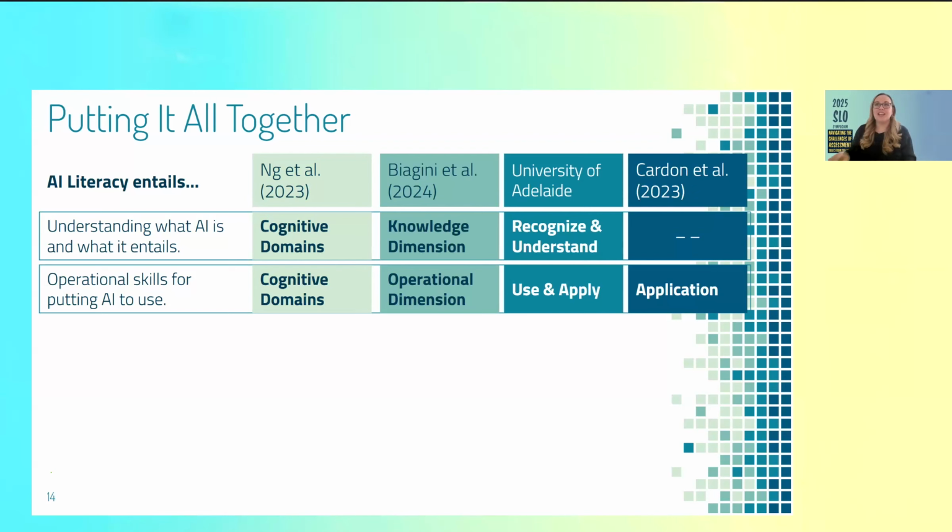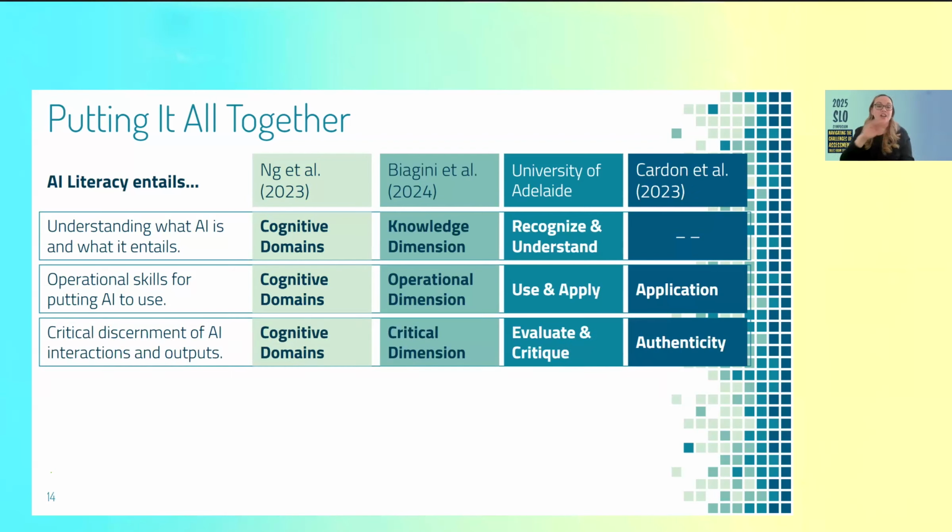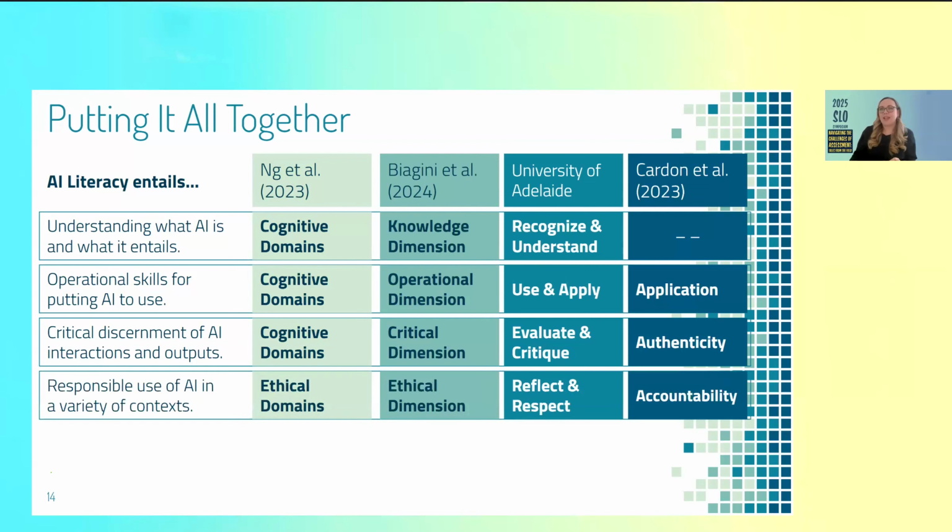The third thing that I think AI literacy entails across all of these different frameworks is some kind of critical discernment of how the student is using AI and also the output that they're getting from that. So, fact-checking the AI, recognizing that the AI makes mistakes and that it's probably going to fabricate things because it wants to satisfy the user rather than satisfy some more objective, quote unquote, truth. I think something that cuts across all the domains is, again, responsible use of AI in a variety of contexts.